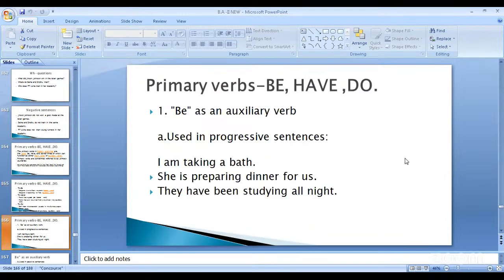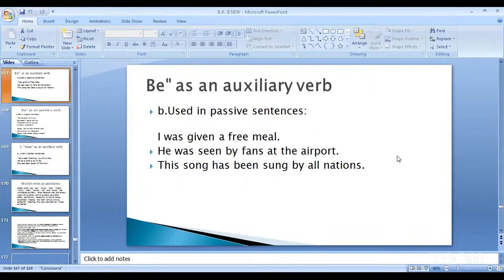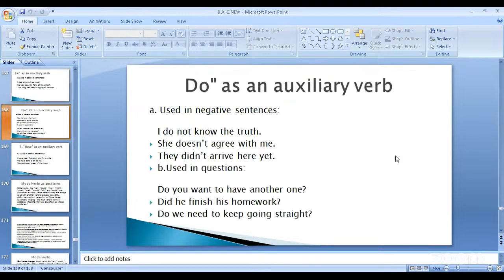So primary verbs be and have do. Be is an auxiliary verb used in progressive sentences. I am taking a bath. Am, okay, it's in a progressive sentence. She is preparing dinner for us. They have been studying all night. And the be form is also used in passive sentences. I was given a free meal. He was seen by fans at the airport. The song has been sung by all nations.